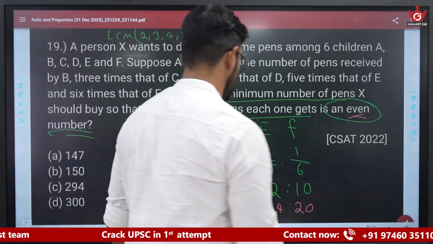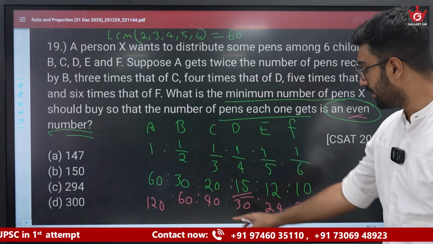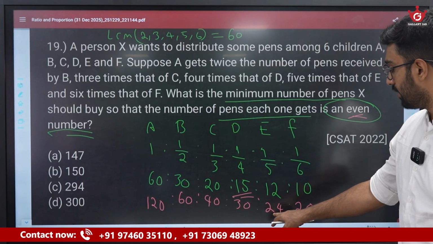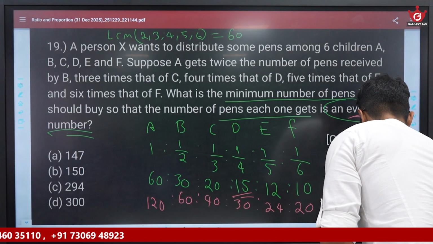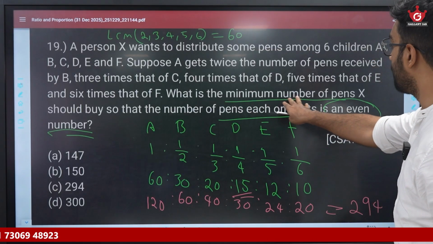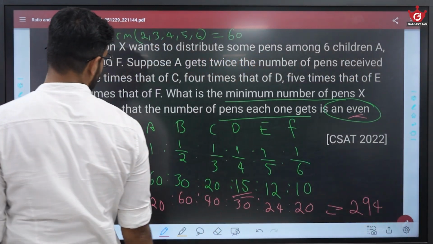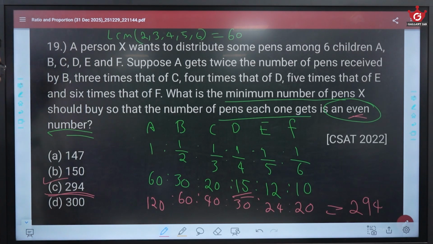So the sum of all these: 120 plus 60, 180, plus 40, 220, 250, 274, 294. So the minimum number of pens X should buy, so that the number of pens each one gets is an even number, is option C, 294.